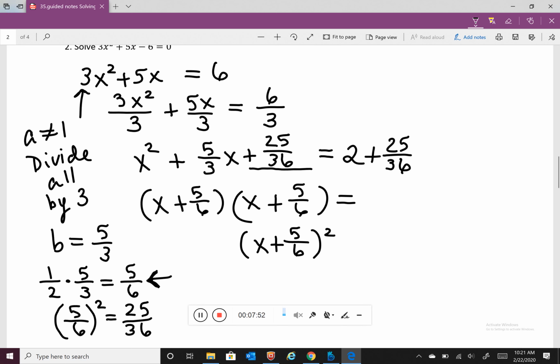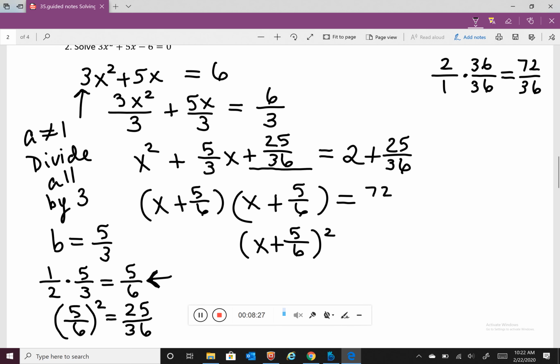And then on the right-hand side, notice we have an integer 2 plus a rational number 25/36. So we need a common denominator. And if we think about what 2 is, 2 is 2/1. But I need a denominator of 36. So I'm going to multiply the denominator by 36. But I need to keep this balanced. I need to multiply the numerator by 36 as well. And so that gives us 72/36, which is indeed 2.